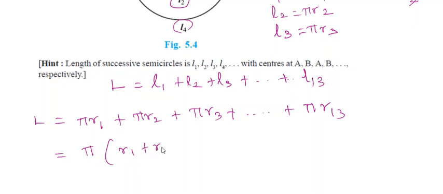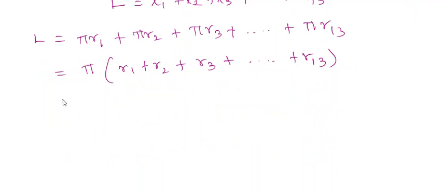Now r1 plus r2 plus r3 plus etc. up to what? R13. Do you understand? So pi into, let us substitute what is the R1. R1 is 0.5, that is half. What about R2? 1 centimeter. What about R3? 1.5, that is 3 by 2, etc. And it goes on like this.